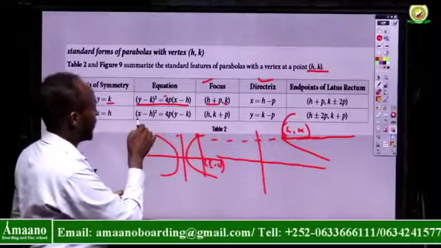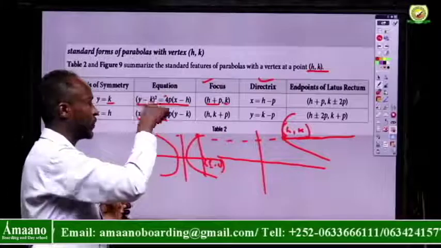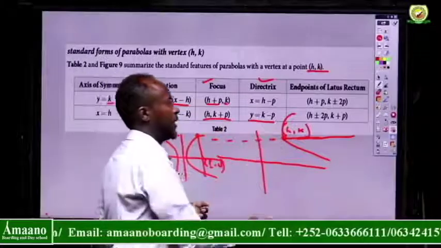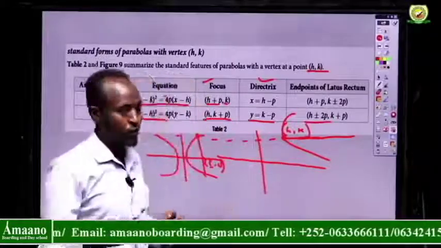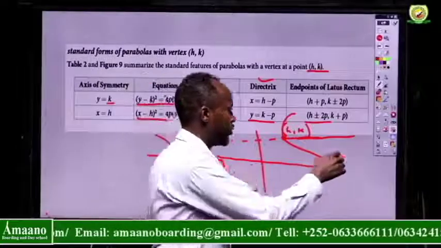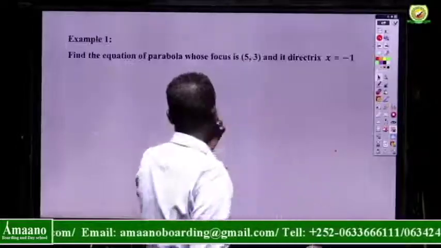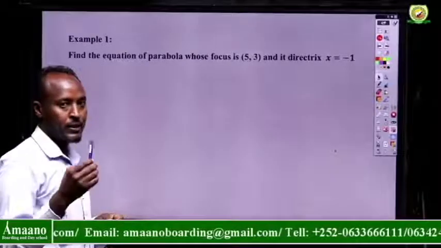This is the equation of a parabola which concaves up or down. Here is the focus, the directrix, and the end points of the latus rectum. Okay, let us continue. Here we have example 1.